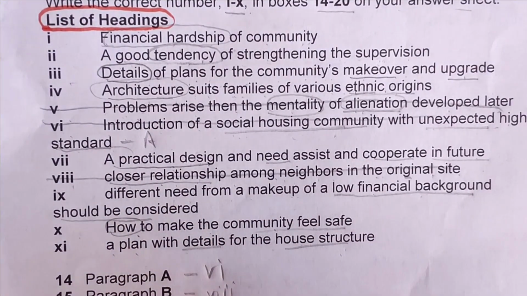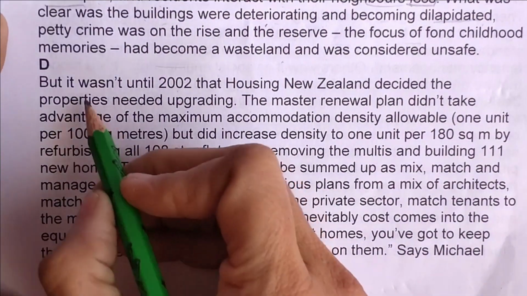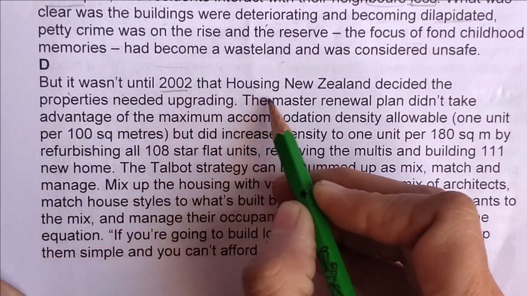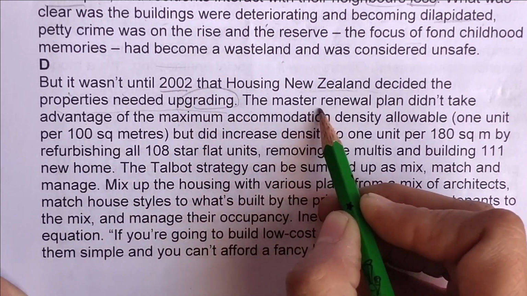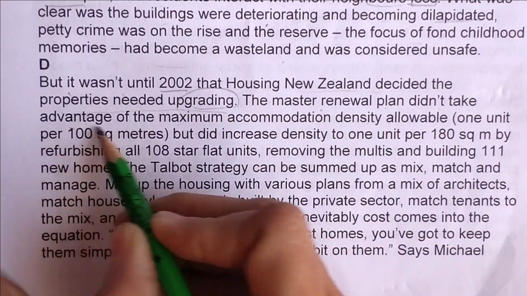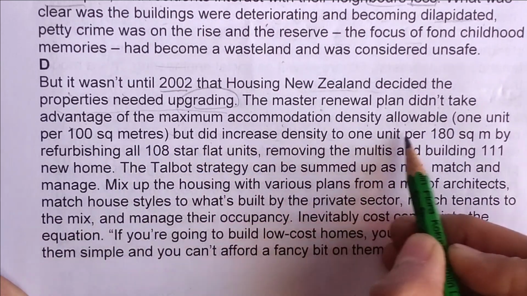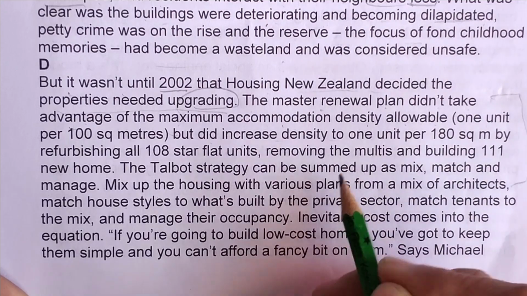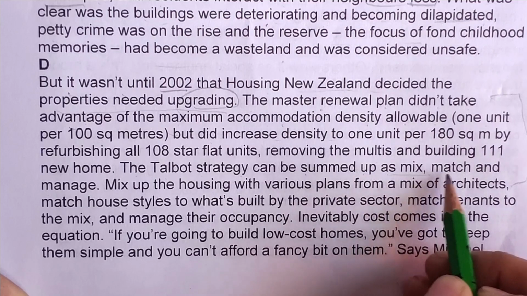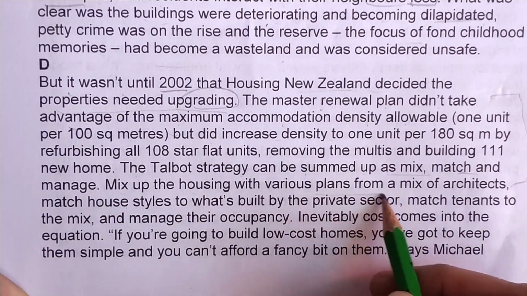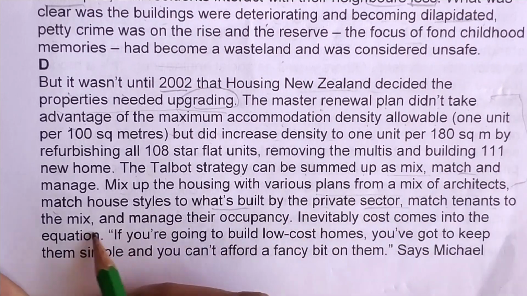Okay, so next one is D number paragraph. You can see. Okay, so but it was until 2002 that Housing New Zealand decided the properties needed upgrading. The master renewal didn't take advantage of maximum accommodation density allowable. So here this we can match with details. Okay, Talbot's strategy can be summed up: mix, match and manage, mix up housing with various plans, architect, match house styles to what's built by the private sector, match tenants.